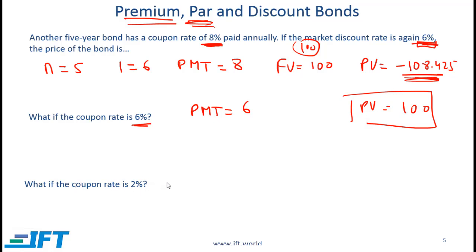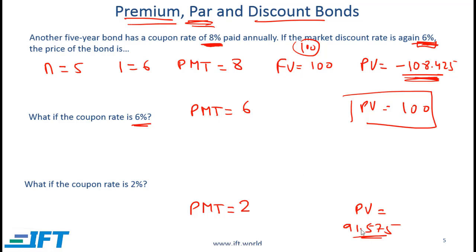What if the coupon rate is 2%? Here you plug in payment equal to 2, all other numbers are the same, and when you compute present value, what you will get is 91.575, and this is called a discount bond.